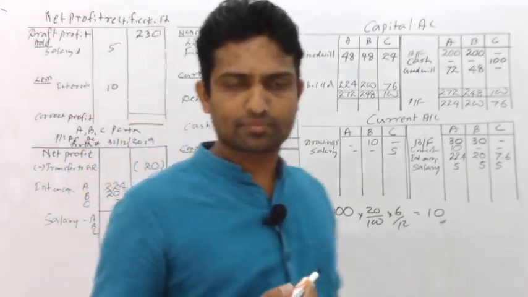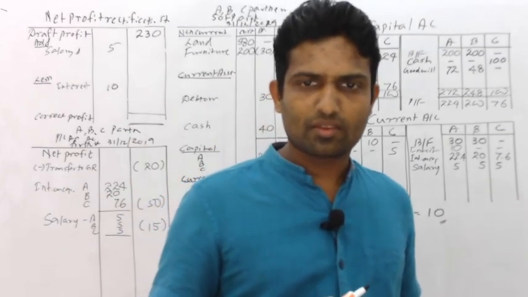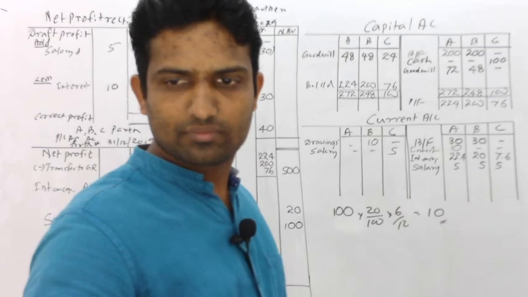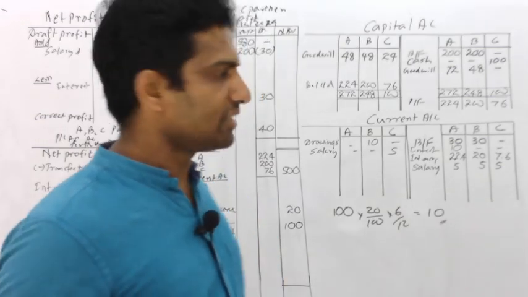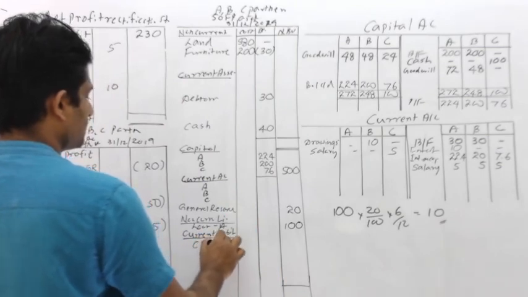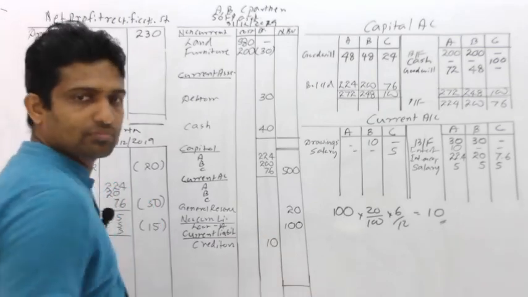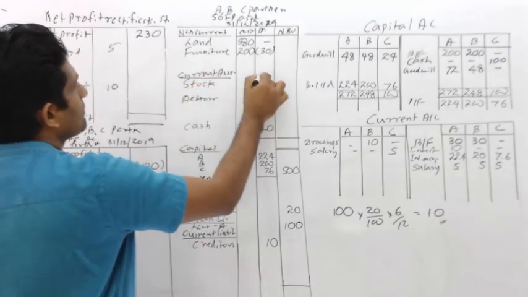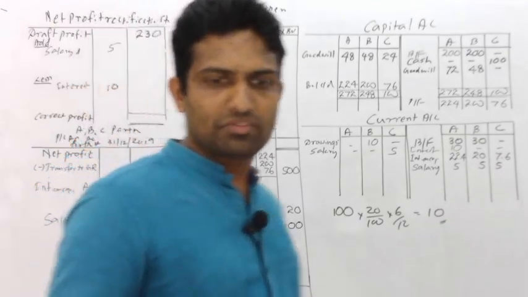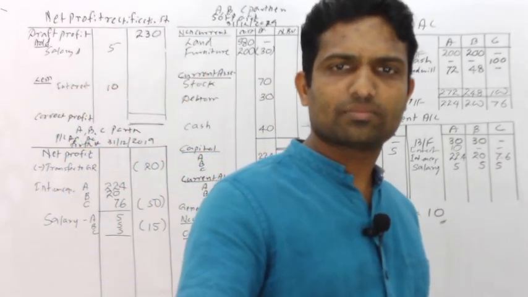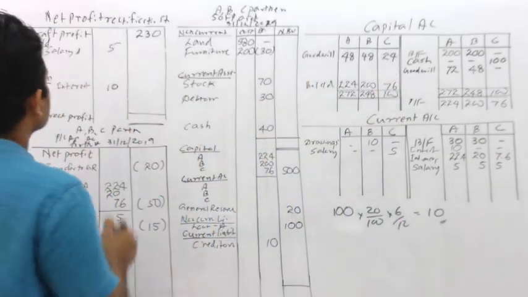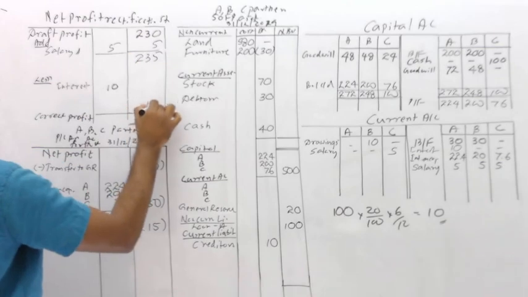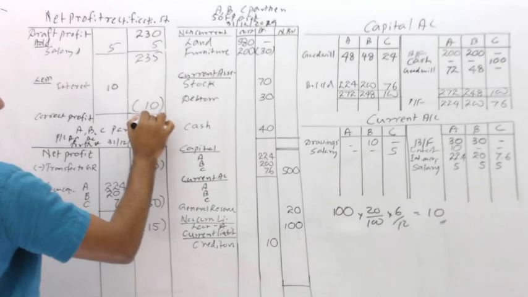Then cash balance that was given. Then creditors 10, current liabilities. Closing stock is 7. With that, I took all the details. Then you have to balance this. The profit rectification, 230 plus 5 is 235. This minus 10 is 225.